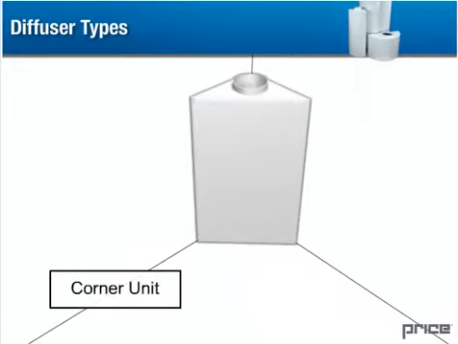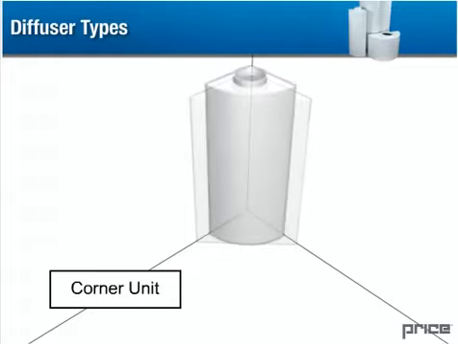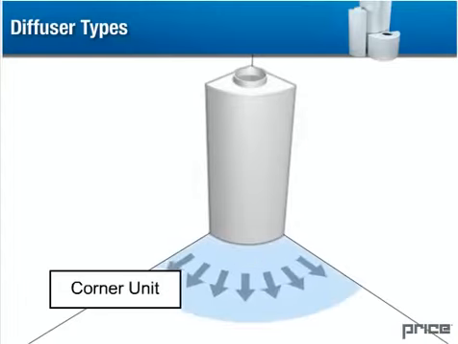Corner units are designed to fit into a 90-degree corner in a room. Supply inlets can be located at the top or bottom of the unit. Flat or semicircular faces are available depending on the desired look. A 90-degree radial pattern is produced by corner units.